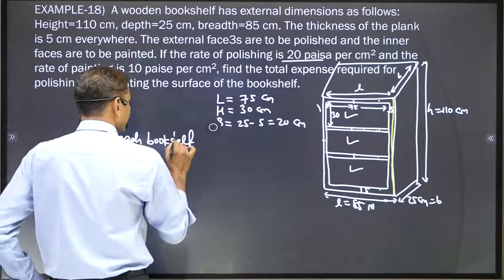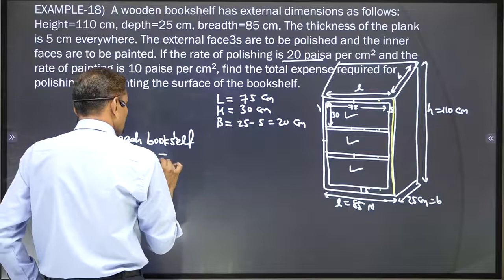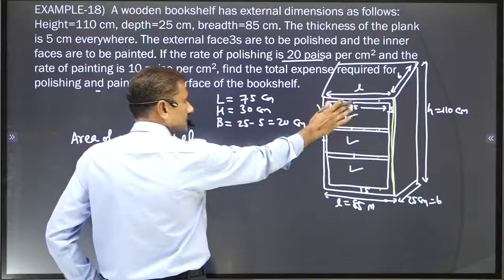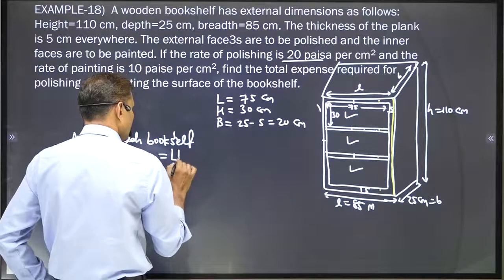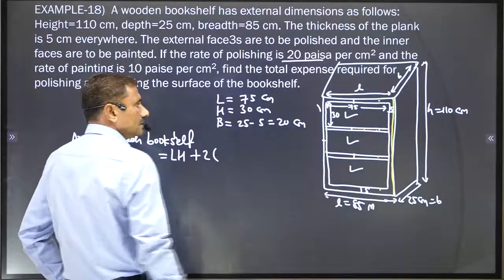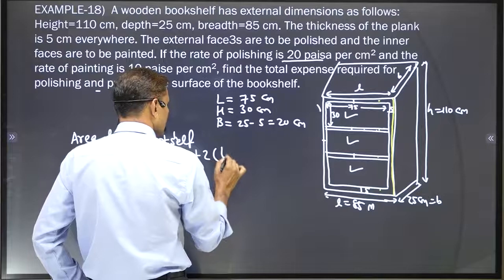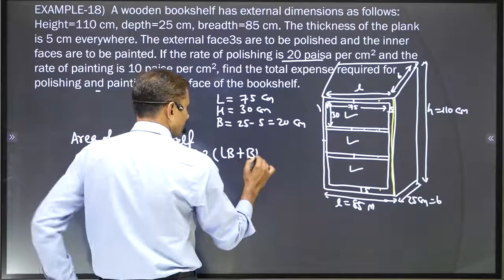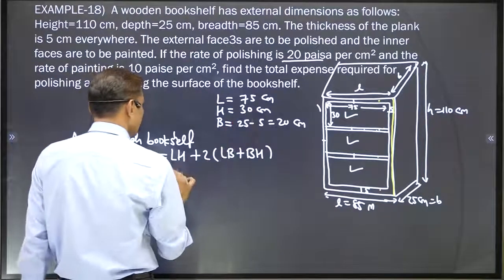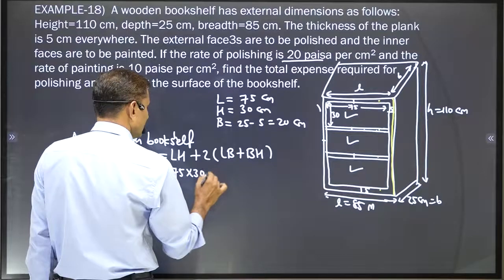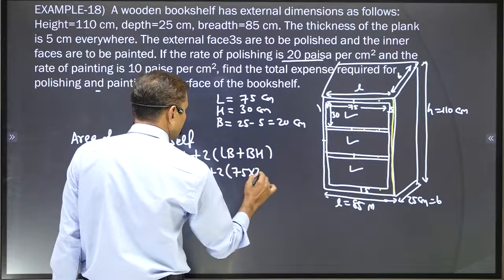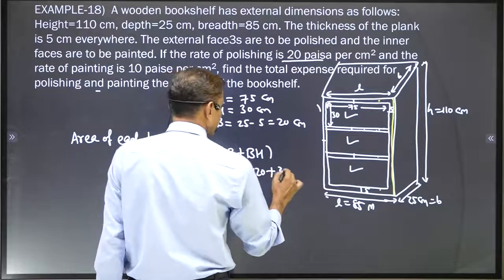Okay. Now I am writing the formula. This part will be once. This is once only. The back we are considering, not the front. So capital L, capital H. Now the remaining two are twice. Which two? First of all, LB and BH. The remaining two pairs. Okay. Now place all values. So we already have here 75 into 30, plus 2 times LB, 75 into 20, plus 30 into 20.